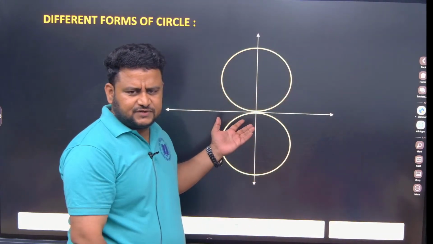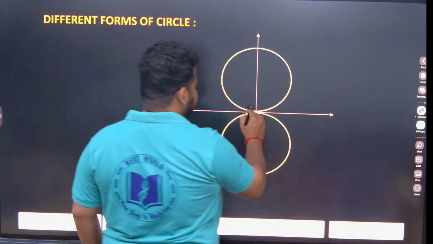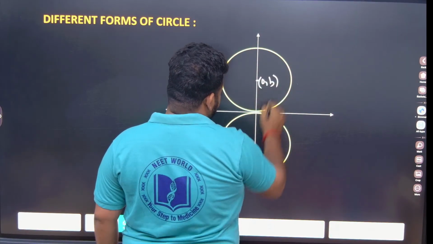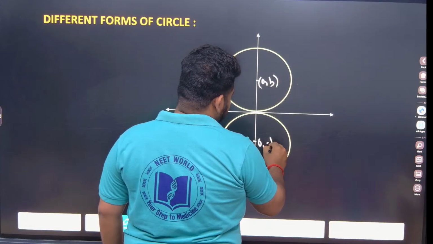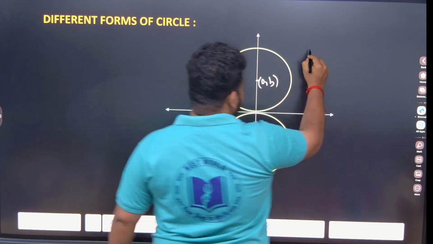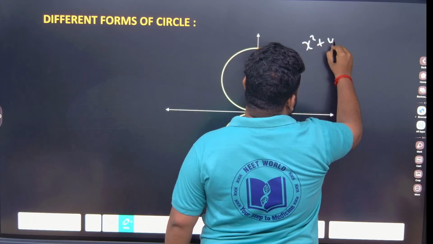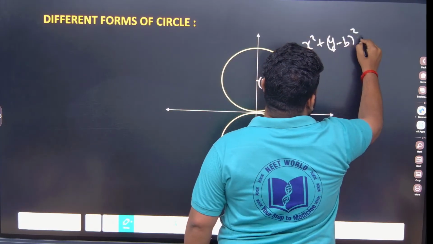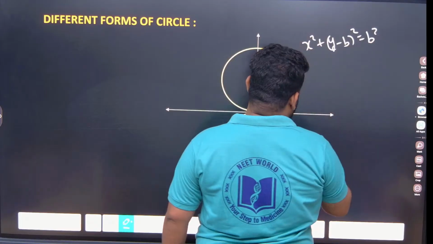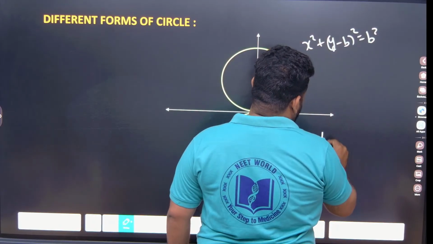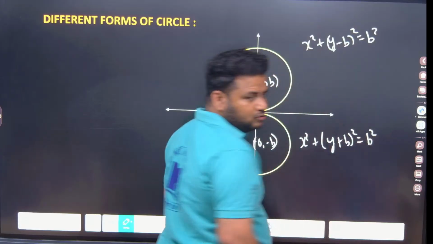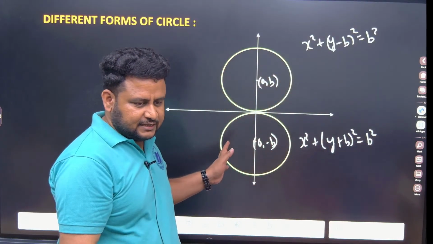Same thing happens when it comes to the y axis. Suppose this is the center, this will become (0, b), and this will become (0, -b). The equation will become x square plus (y minus b) whole square is equal to b square. This will become x square plus (y plus b) whole square is equal to b square when it comes to the y axis. This is the way we will be getting it.